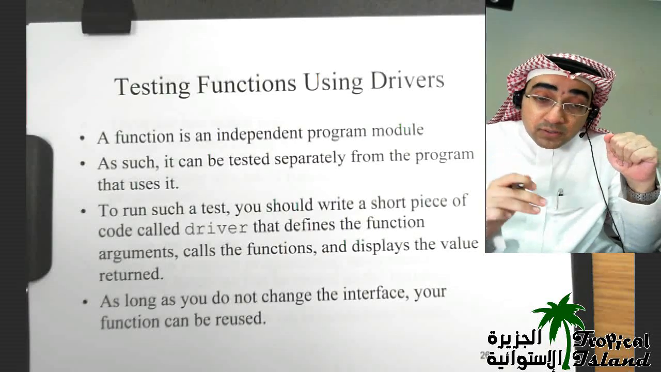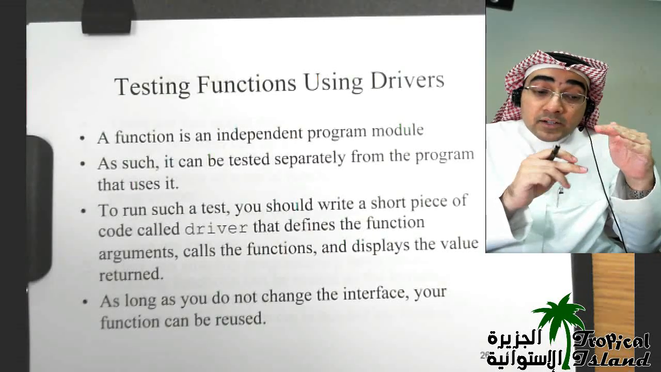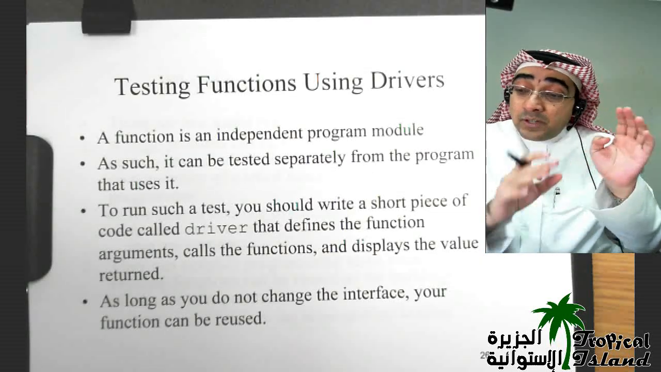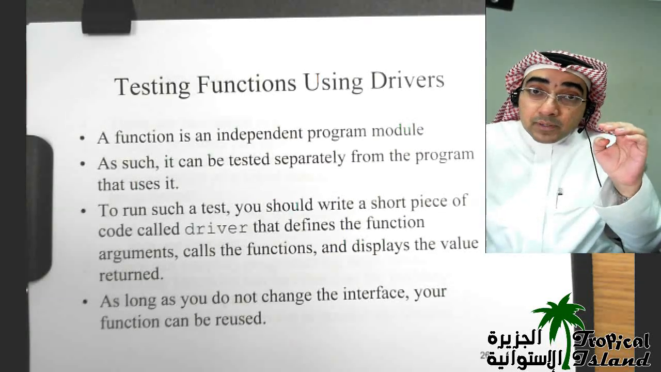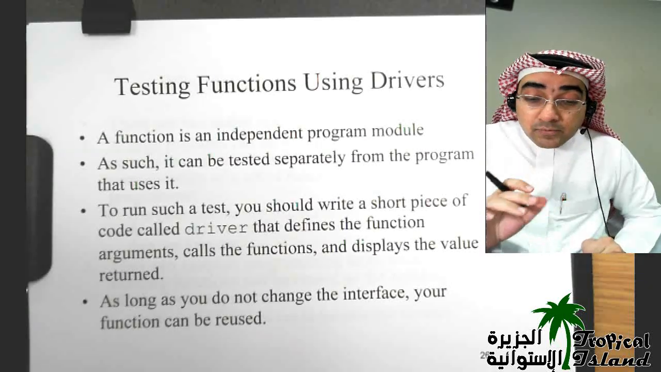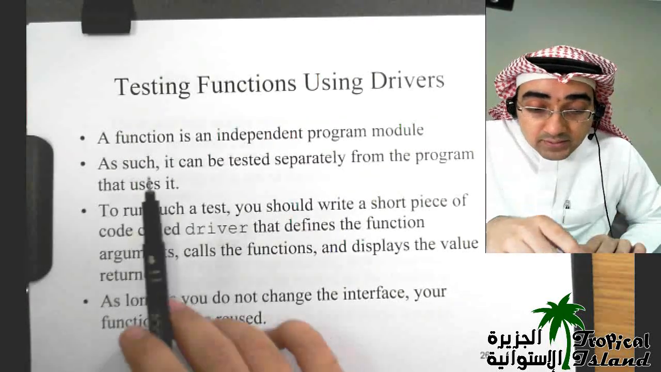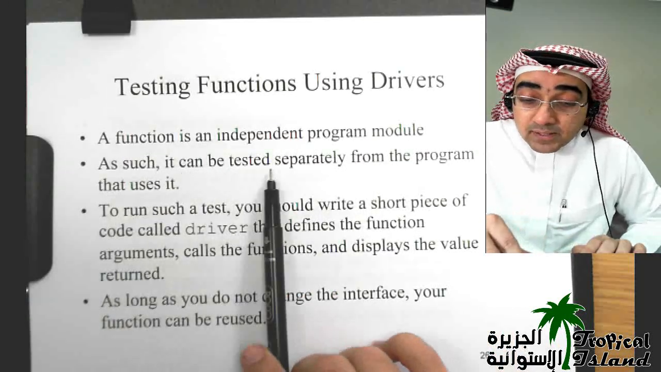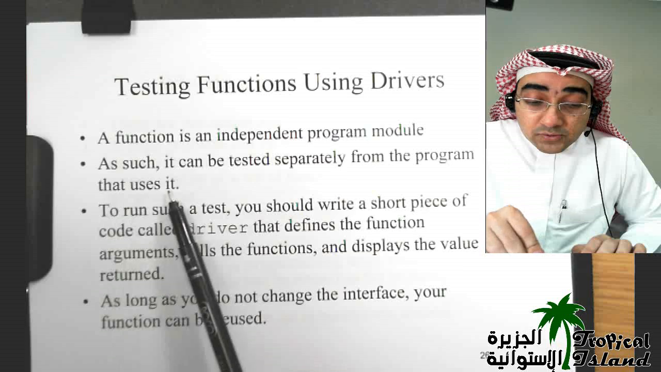So if you wrote a function for a factorial, you'll write a function that will actually give it different numbers and see if it's calculating the factorial or not. When you make sure that the function is working properly, you're going to delete that code and use the factorial function in your original program wherever you want to use it. Okay, so a test function is an independent program module. As such, it can be tested separately from the program that uses it.